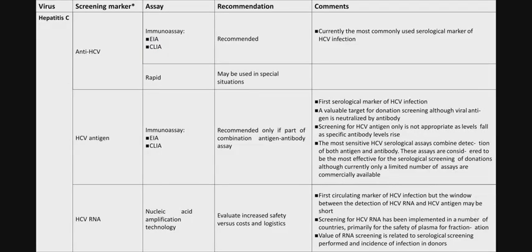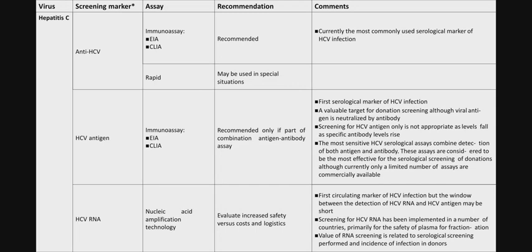Anti-HCV, that is the antibody for HCV, is tested using enzyme immunoassay and chemiluminescence. Currently, it is the most commonly used serological marker of HCV infection. It can be done with a rapid test also in special situations in small laboratories.